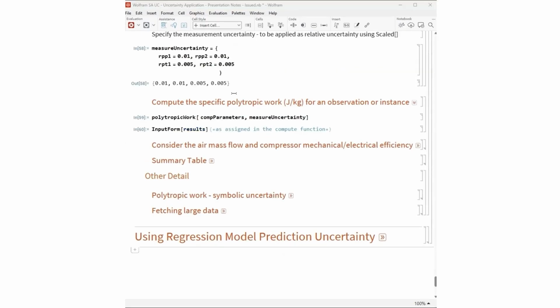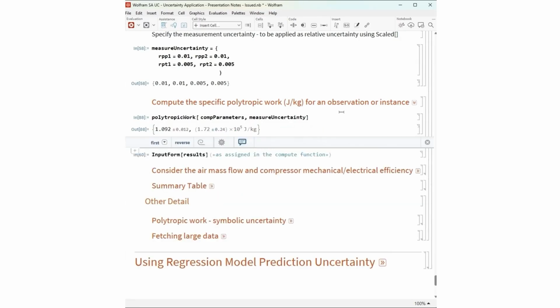Using the above, for one instance observation of pressures and temperatures, you can compute the polytropic index and the specific work with the uncertainties. So using the function defined above, you end up with a polytropic index of 1.092 with its uncertainty and a work required per kilogram of air of 172 kilojoules per kilogram of air with its uncertainty of 0.24.